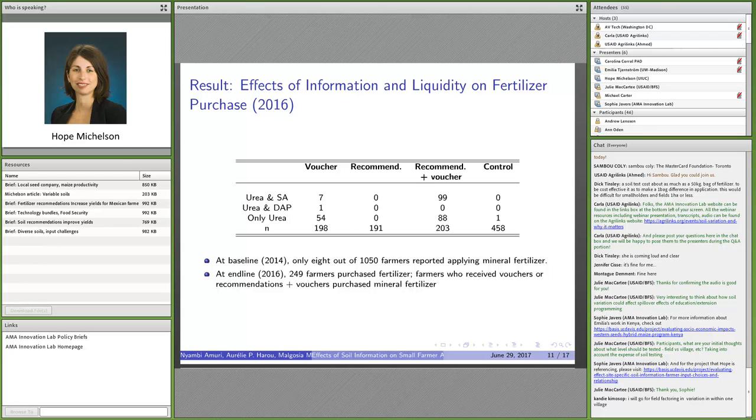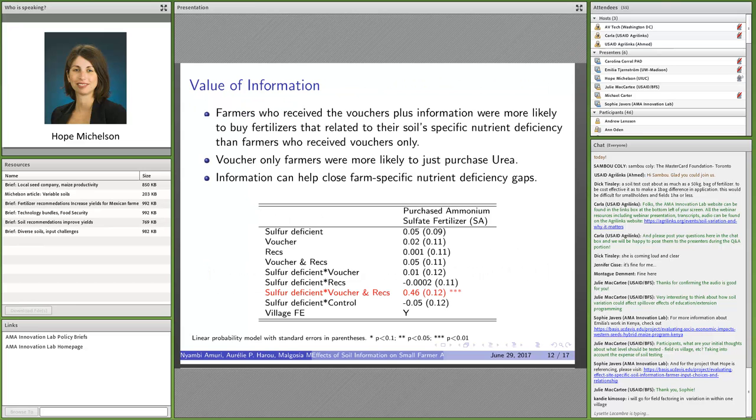So at MN, we've got about 250 farmers buying fertilizer. And farmers who are receiving the vouchers or the recommendations plus the vouchers are the ones where we're seeing some movement, right? The ones who just got the information alone, without that liquidity infusion, are not making any purchases, at least yet. This is something Michael and I talked about a couple days ago.